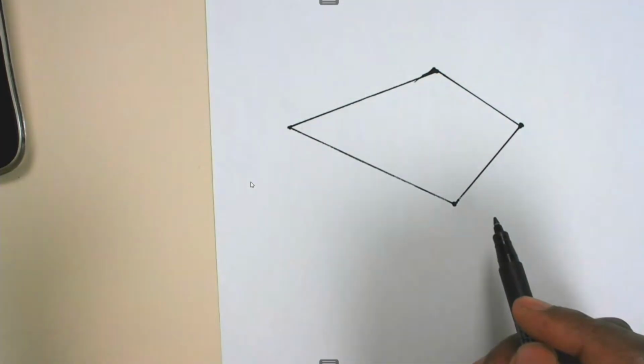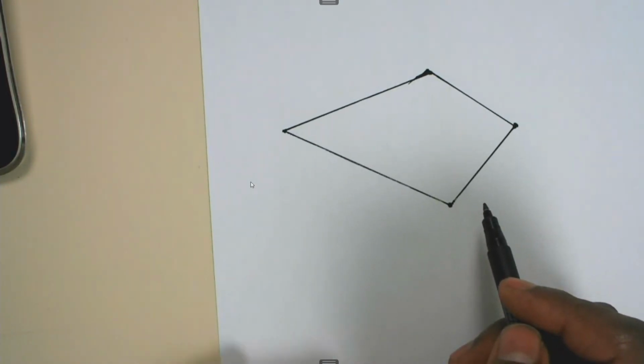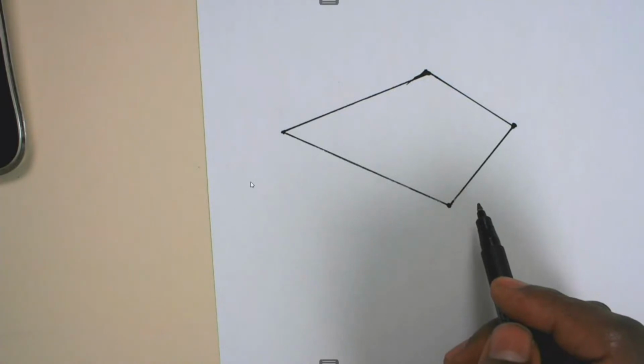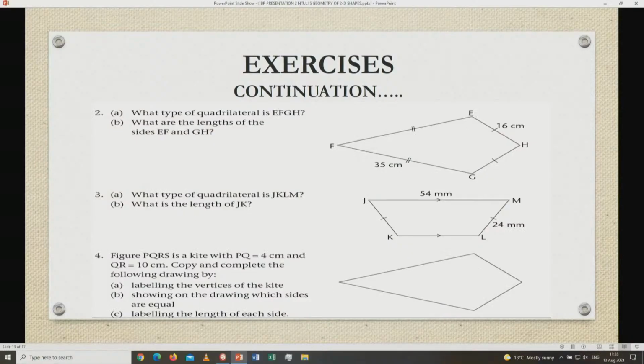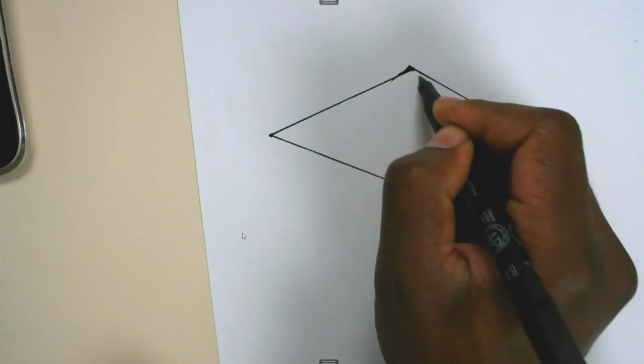This is the kite that was given to us. We were asked to draw it and label PQRS. But here's the trick. PQ equals 4 centimeters. 4 centimeters is the short side, and 10 centimeters is the long side. So the first thing that we need to do: 4 centimeters would be the short side.